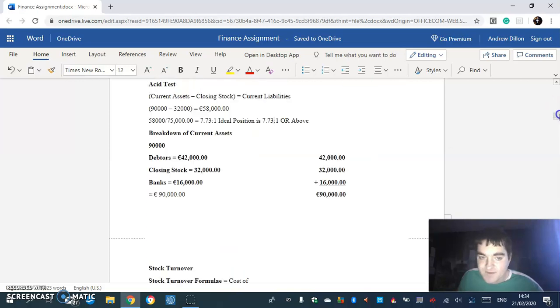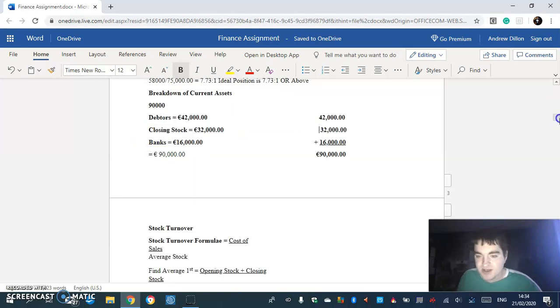To find the answer, I have to include the debtors, which is 42,000, include the closing stock, which is 32,000, and include my banks, which is 16,000 euros. Then I have to add these all together. Once I do, I get my answer, 90,000 euros, and that is my answer for current assets. That's what I need to do to get my 4 marks analysing my breakdown of the current assets.